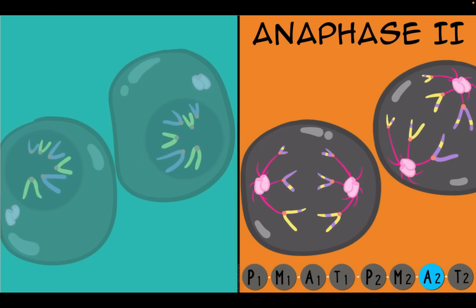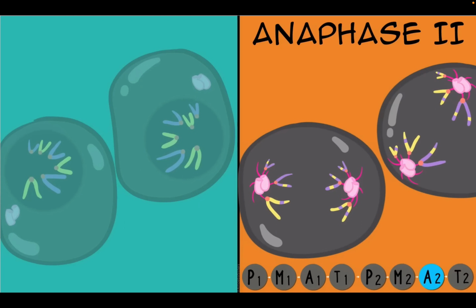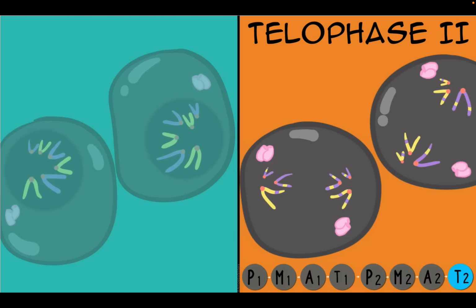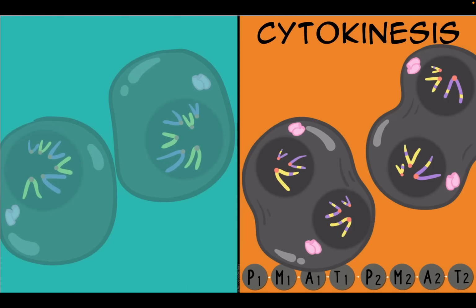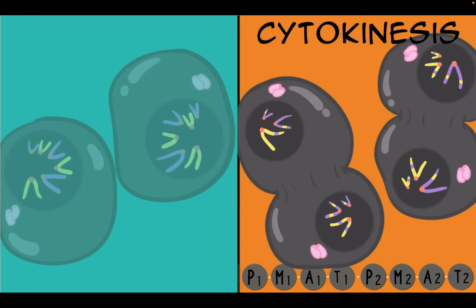This time, though, it's actually the chromatids that are getting pulled away. Telophase 2. Chromosomes are at the complete opposite ends, and new nuclei are forming on each side to make these new cells. Cytokinesis will follow meiosis 2 to completely split the cytoplasm.